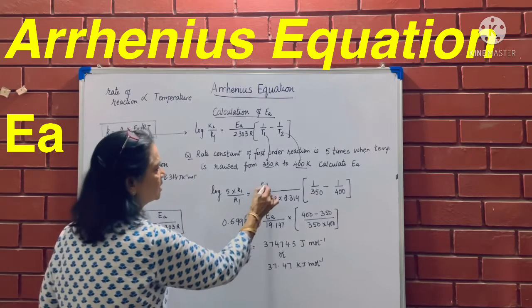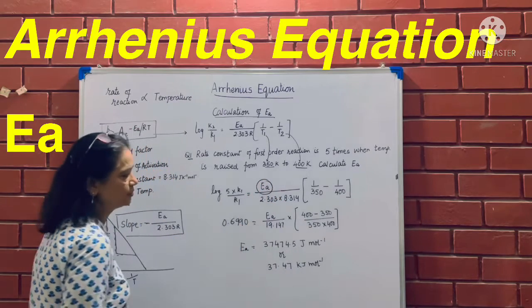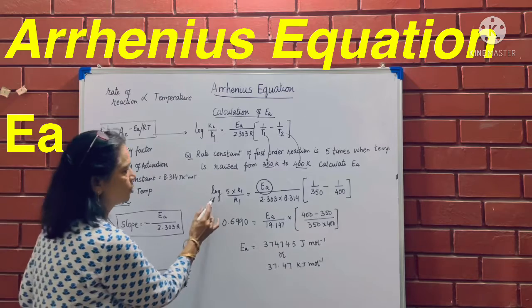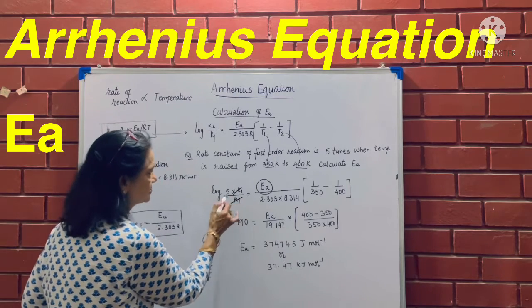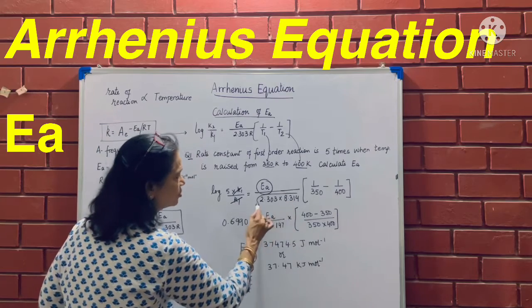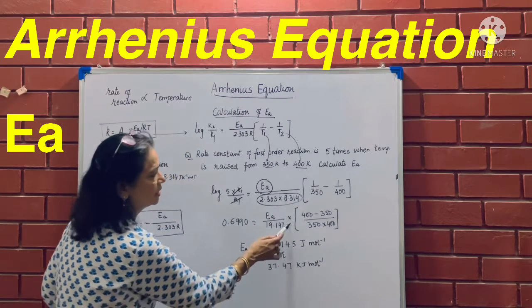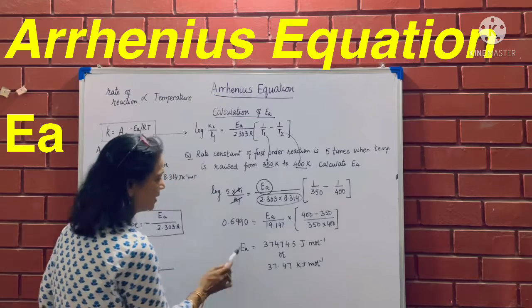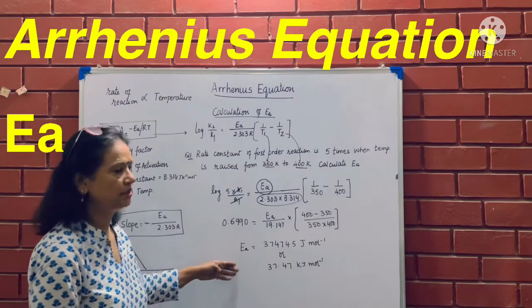So by calculation, we just find the value of Ea. The K1 will get cancelled, so log 5 is this. Multiply these two, calculate this value, and then find the value of Ea.